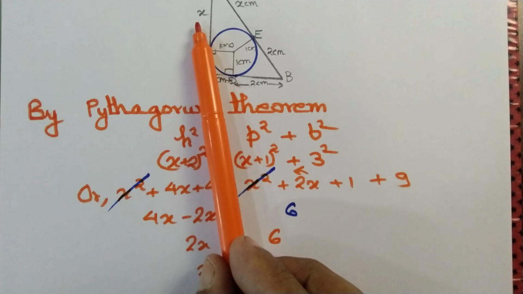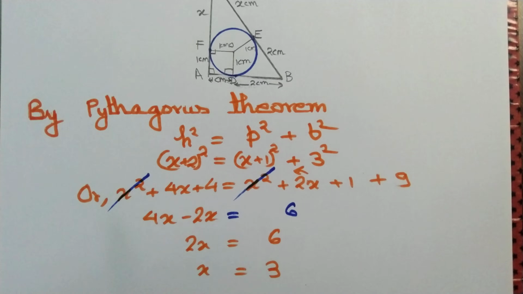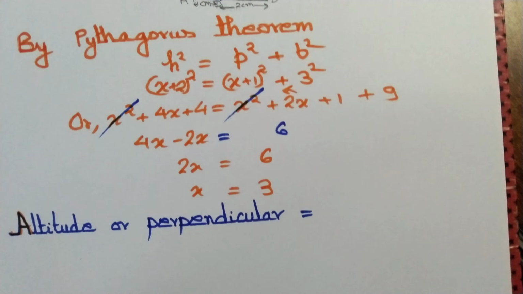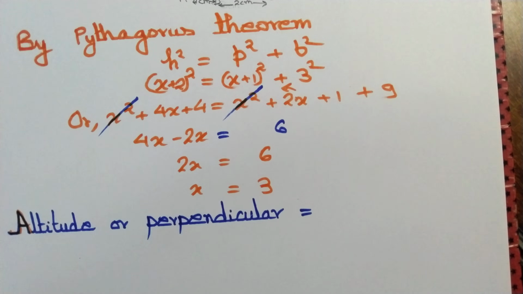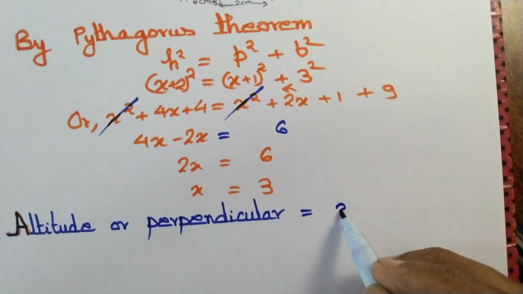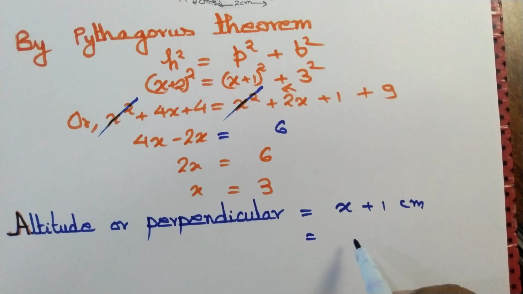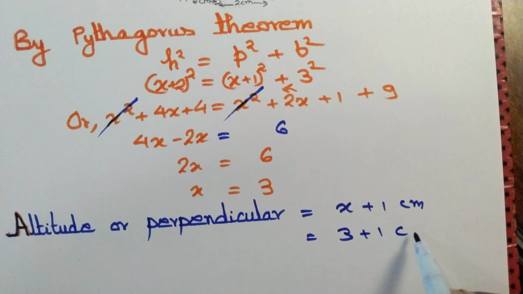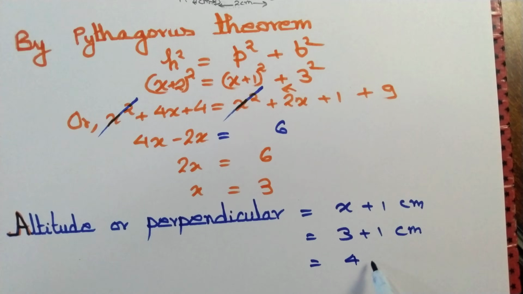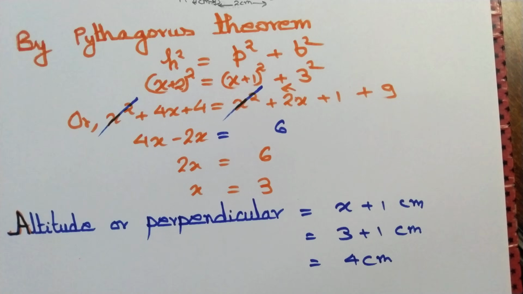If we know x equals 3, can we find CA or the altitude or the perpendicular? Lastly, altitude or perpendicular or height of the triangle equals x plus 1 centimeter. And we got x equals 3, so 3 plus 1 centimeter, that's equal to 4 centimeters. We did it.